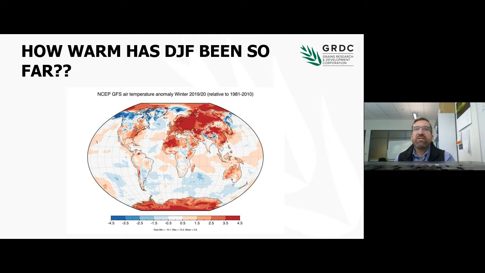So initial indications would suggest that we're in for another warm year. Whether it's a record-breaking year as warm as 2019, well, that remains to be seen. But certainly, we've started off the year much warmer than the long-term average.